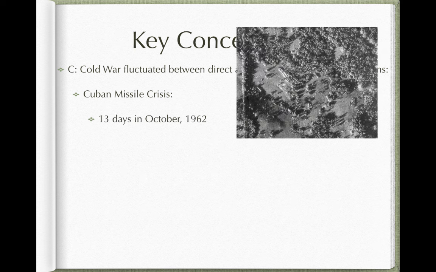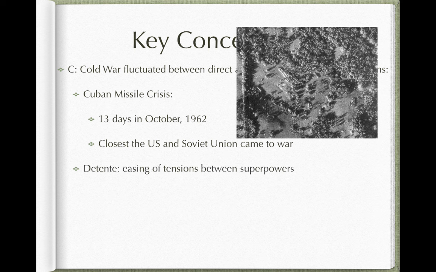So we have the Cuban Missile Crisis. It's 13 days in October 1962 in which the U.S. found missiles in Cuba only 90 miles off the coast of Florida. This is the closest the U.S. and Soviet Union ever came to war. And I do have a detailed video on the Cold War in Cuba, as well as the Vietnam War and the Korean War in the description, so make sure you check them out.